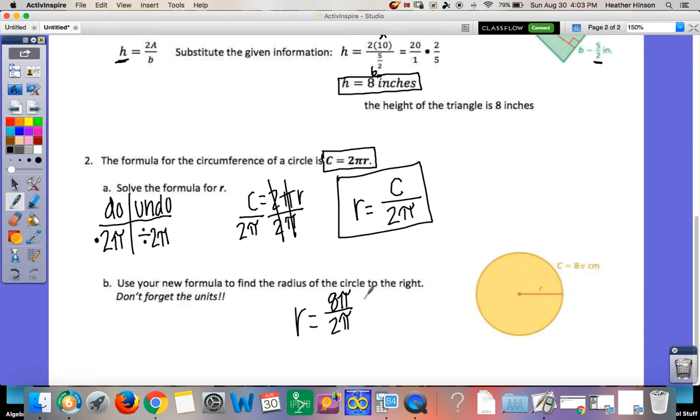You can plug it in your calculator, or you can work it out by hand. These pi's will cancel out, and then 8 divided by 2 is 4. And then don't forget your units. Make sure you get those. It was 8 pi centimeters, so this radius is going to be 4 centimeters.